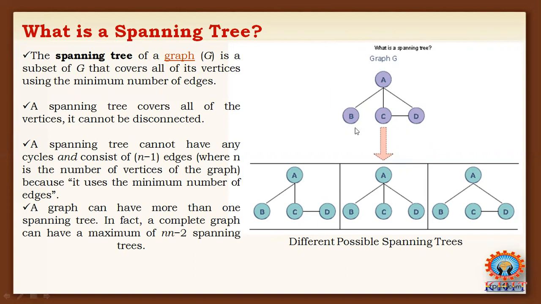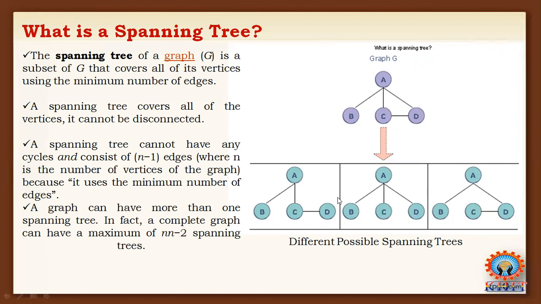Consider this is the graph. I already told that a graph is a collection of nodes and edges which are interconnected together. So the total number of vertices is four, namely vertex A, vertex B, vertex C, vertex D: 1, 2, 3, 4. From the four vertices, we can generate three different spanning trees.